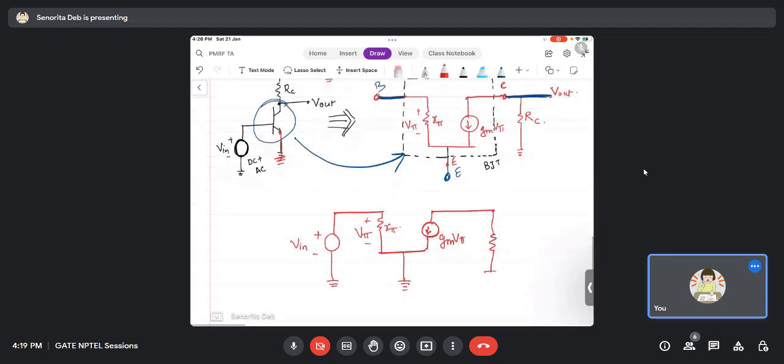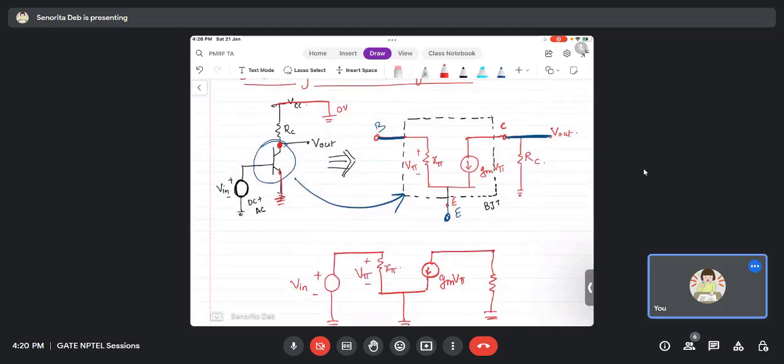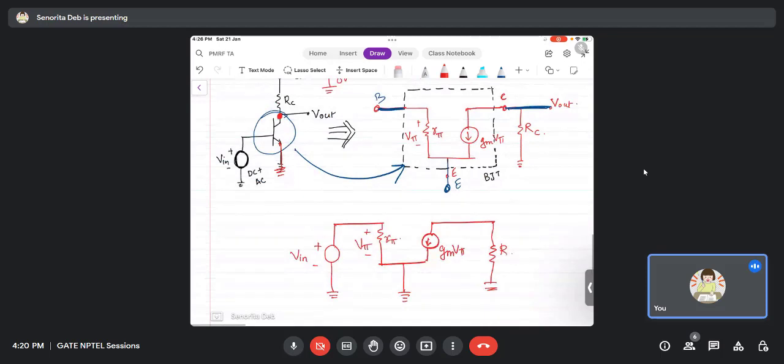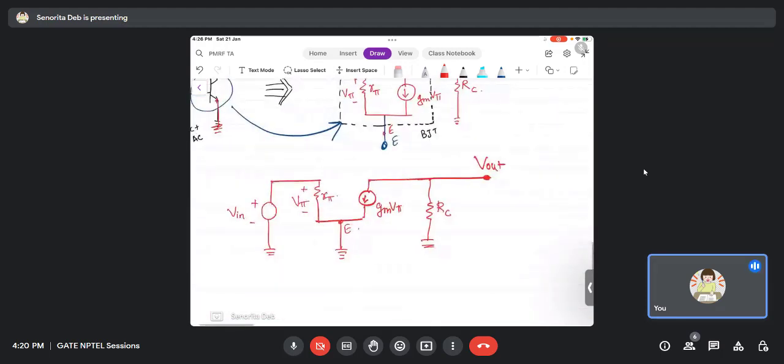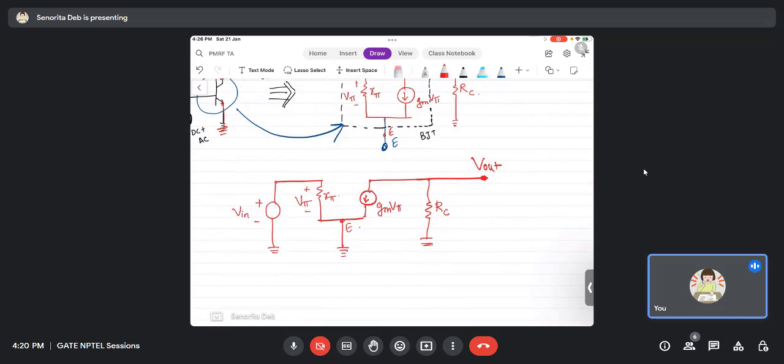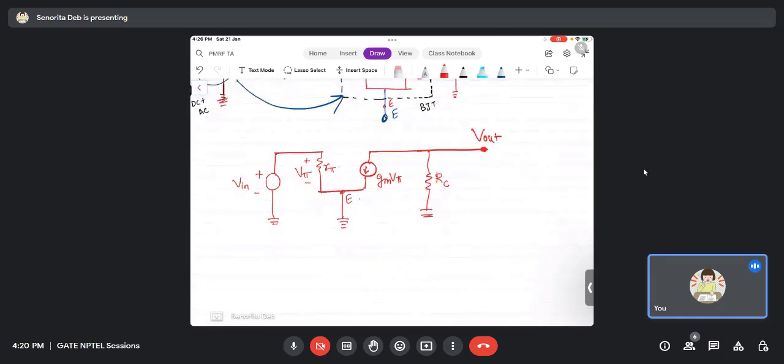So this is the collector terminal. RC is between the collector terminal and ground, and the collector terminal itself is the V out. This is the common emitter configuration's small signal model. Now, I want you guys to quickly tell me the value of V out by V in. Please solve it and then tell me, because you might remember the answer already, but I want you to solve it. So, V out upon V in.